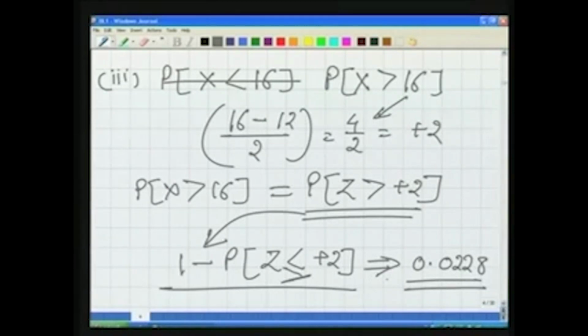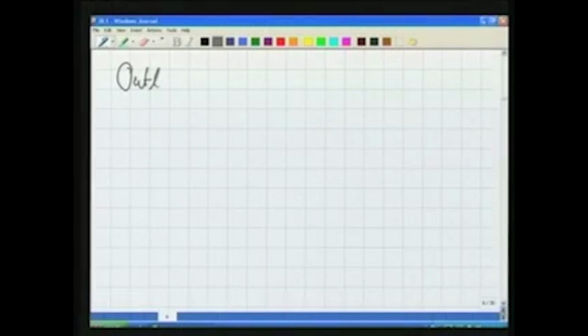So, this shows how we can use the normal curve or the standard normal curve in order to answer questions like this. Having said all this, now we will go further in our discussion. We are going to talk about a very interesting area today, which is called outliers. First, we will talk about why and what outliers are.